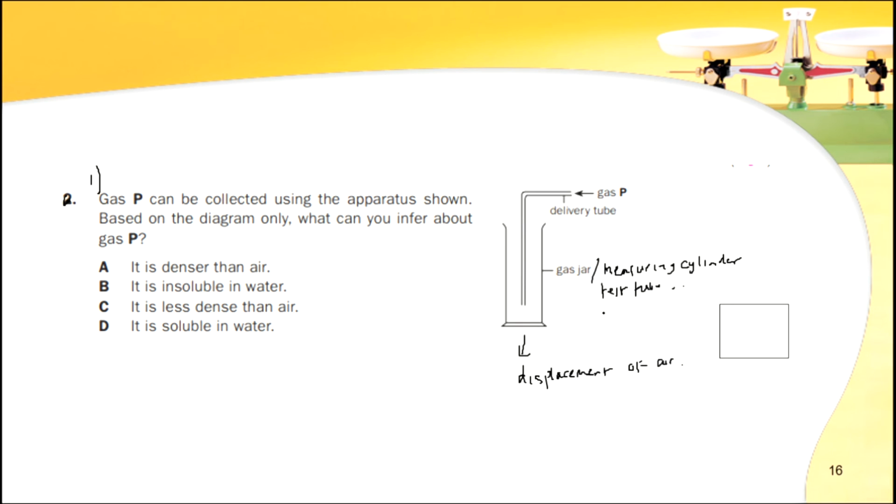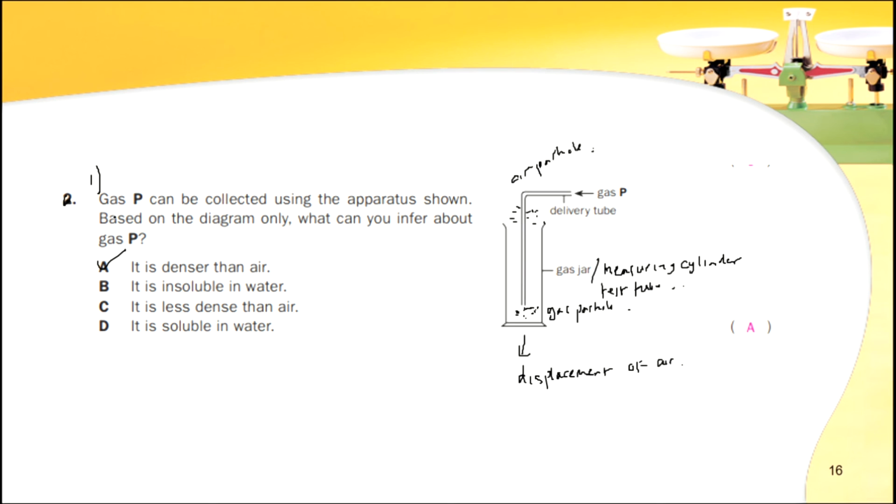Let's look at this. This is the gas particle at the bottom of the tube, and this is the air particle at the top of the tube. We can conclude that the gas particles are denser than the air, because the gas particles are at the bottom and the air particles are at the top. Denser than the air.